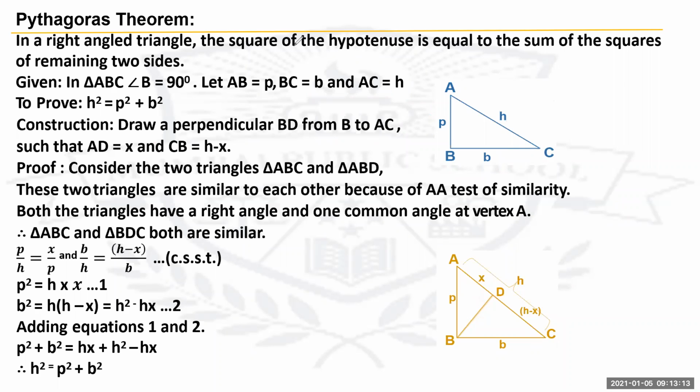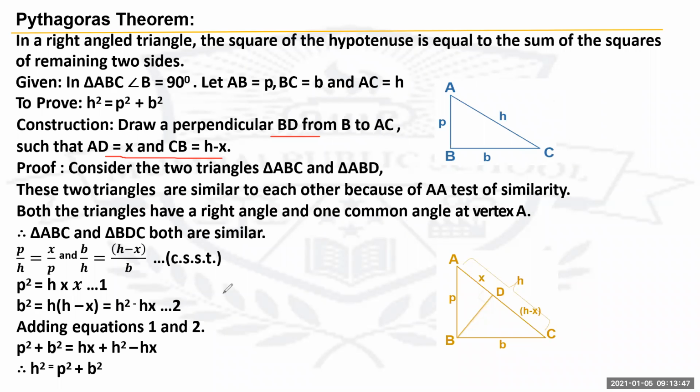Now we'll move ahead to the proof. Now this was the construction. They are drawn BD from B to AC, and you've got AD equals X and DC equals H minus X. Now consider the two triangles ABC and ABD. Now check, what does that theorem state? That the two triangles which are formed after drawing the perpendicular are similar to the original triangle, and similar to each other also.